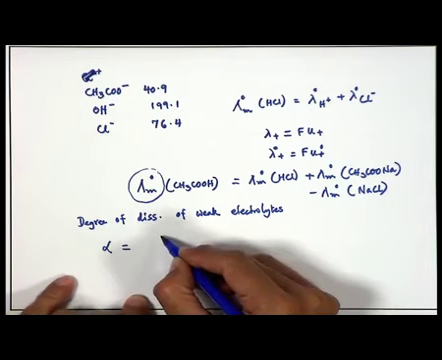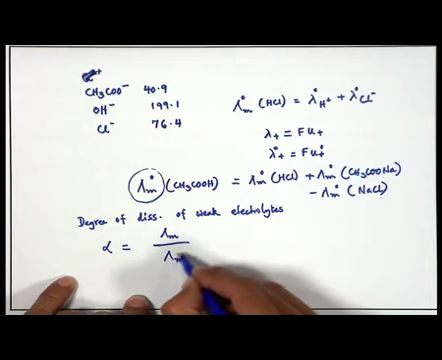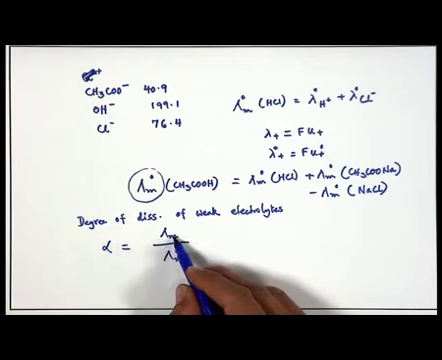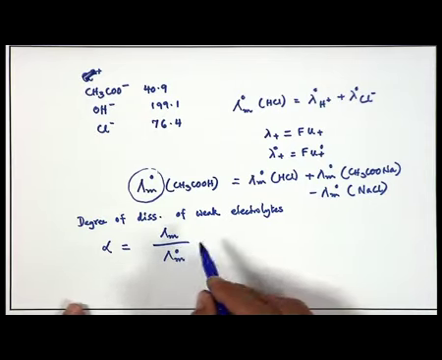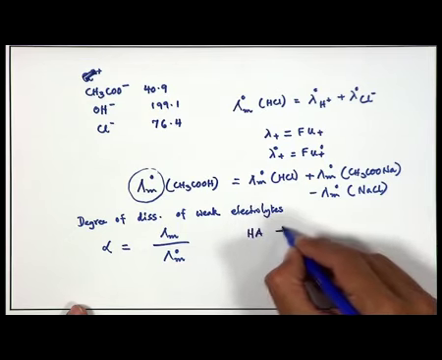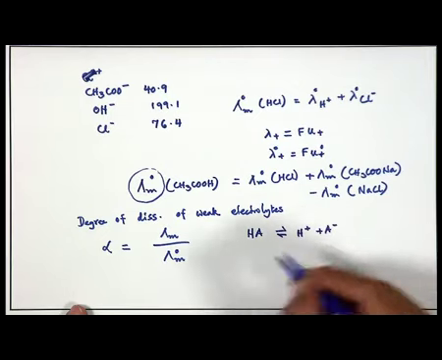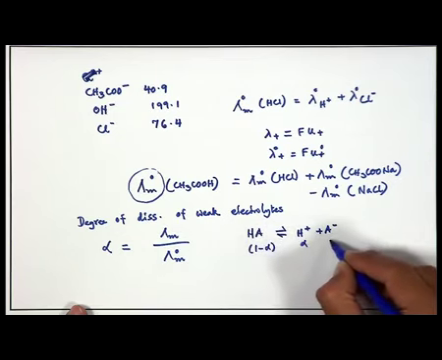The degree of dissociation alpha is basically expressed as lambda m divided by lambda m 0. Lambda m 0 is assumed to be maximally dissociated, while at a given concentration it is dissociated to some extent. So, it is called the conductance ratio. For weak electrolytes, say HA, an acid, that gives H plus and A minus, so 1 minus alpha gives alpha and alpha.